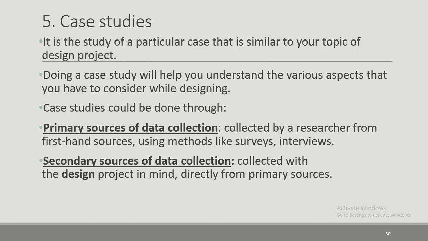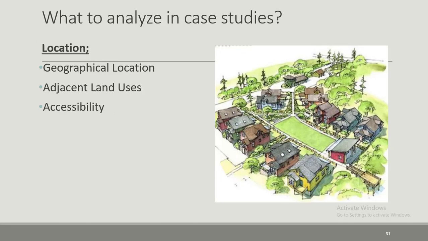One of the important architecture design processes is case studies. It is the study of a particular case that is similar to your topic of design project. Doing a case study will help you understand the various aspects that you have to consider while designing. Case studies could be done through primary sources of data collection, which is collected by a researcher from first-hand sources, using methods like surveys and interviews, while in secondary sources of data collection, the architect collects data and information from available primary sources. What to analyze in case studies?